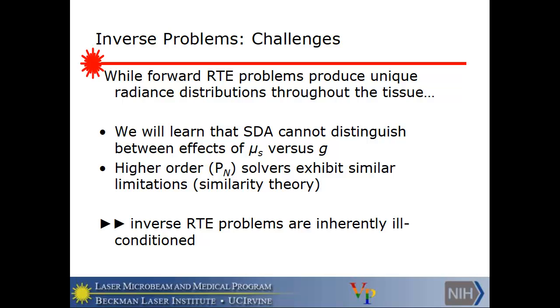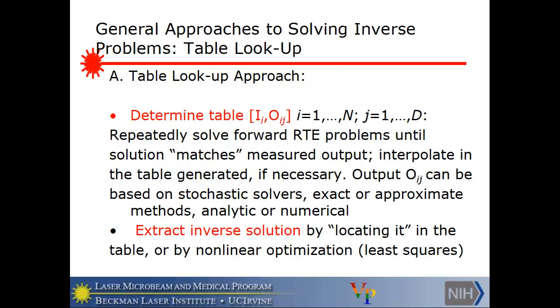So while forward problems have unique solutions throughout the tissue, SDA can't distinguish between the effects of changing mu s and g. And in the higher order PN case, there are similar limitations, higher order conditions like mu s times 1 minus g, where the higher angular moments combine in such a way that they don't affect the solution if you hold them constant. And so you have the inherent ill conditioning of inverse problems.